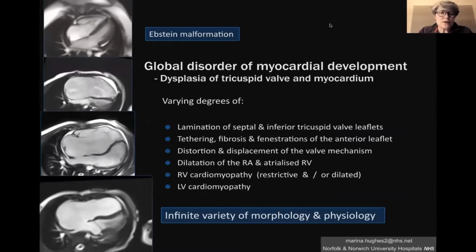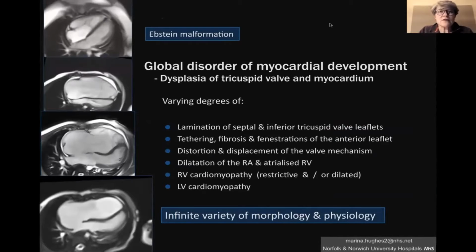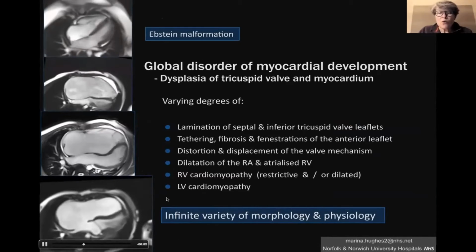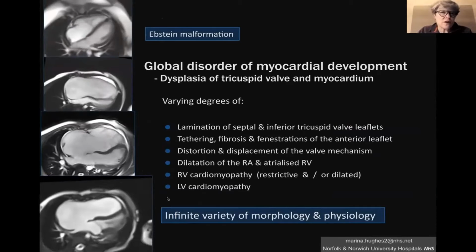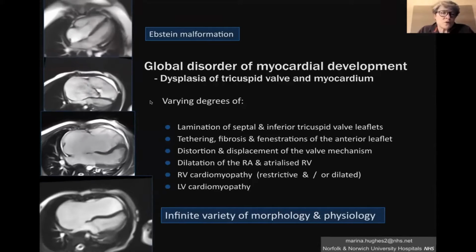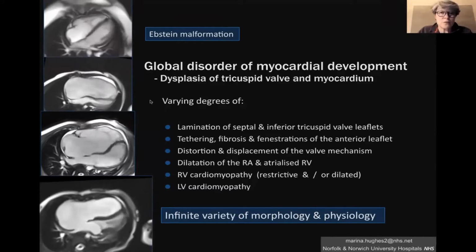I don't need to tell this audience about Ebstein malformation, but I just want to reiterate that this is a disorder of the myocardium and the valve, and that there's a huge variety of morphology and physiology, ranging from the patient in the inferior panel with almost no functional right ventricle and only surviving because of an atrial communication and a cavopulmonary shunt to supplement the left ventricular filling, to the patients in the middle two panels, much more typical of our common view of Ebstein malformation, with severe regurgitation of the tricuspid valve and with severe dilatation of both the right atrial and right ventricular chambers.